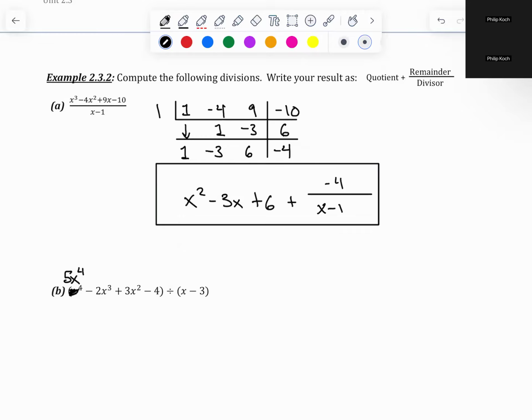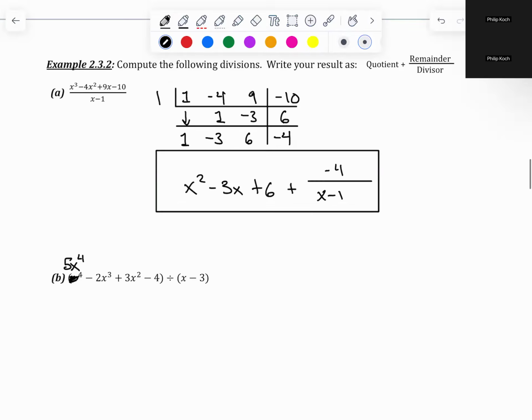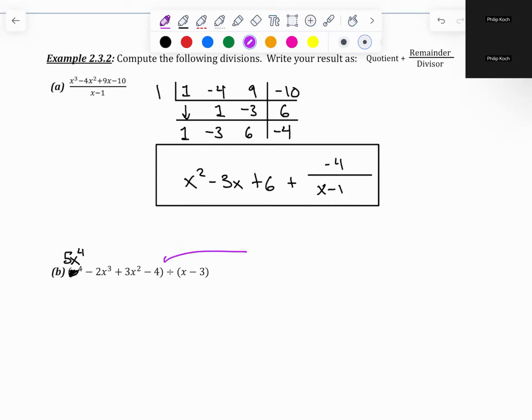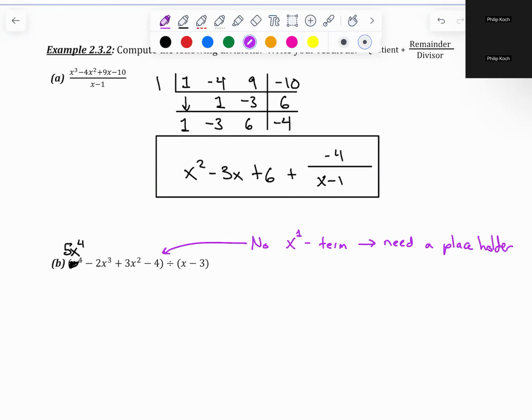Now with part B, be careful. There's a missing power of x. There's no x to the first power term. We need a placeholder. So when we set this up, notice that c, what's the c value here? Is the c value 3 or negative 3? You have to divide by an x minus c. It's already in x minus c format. So the c value is 3.